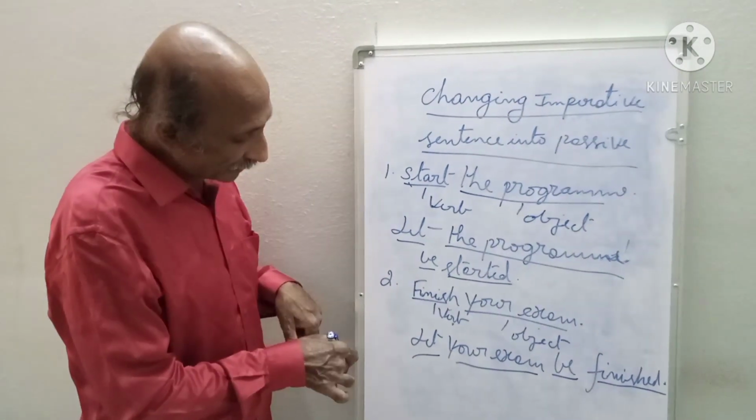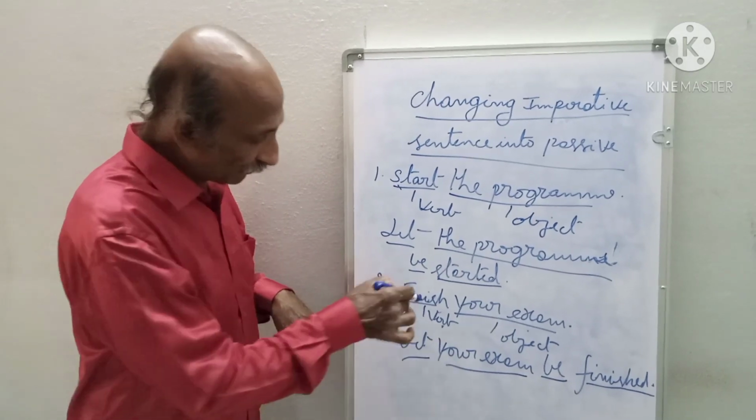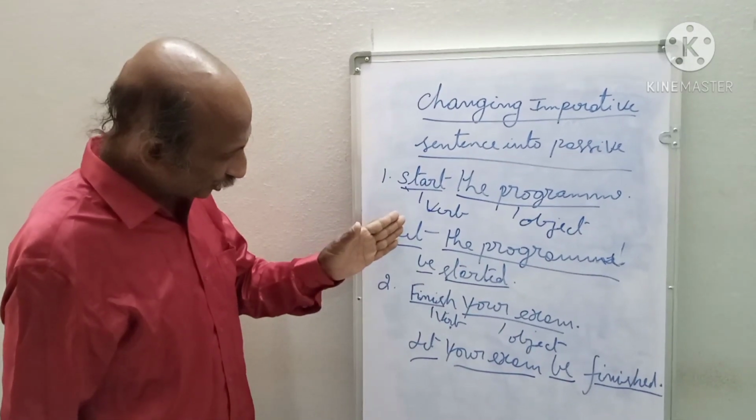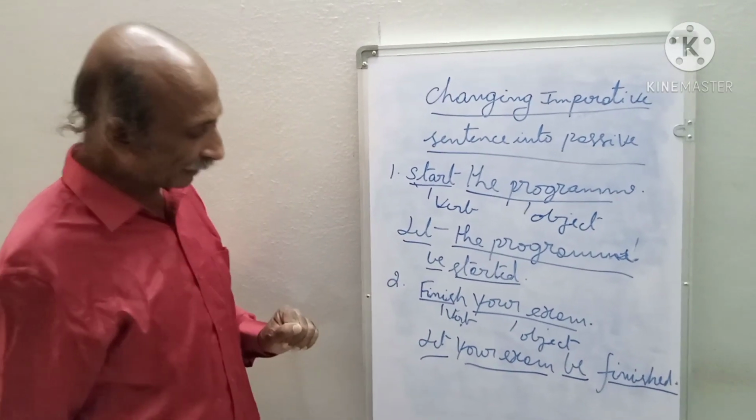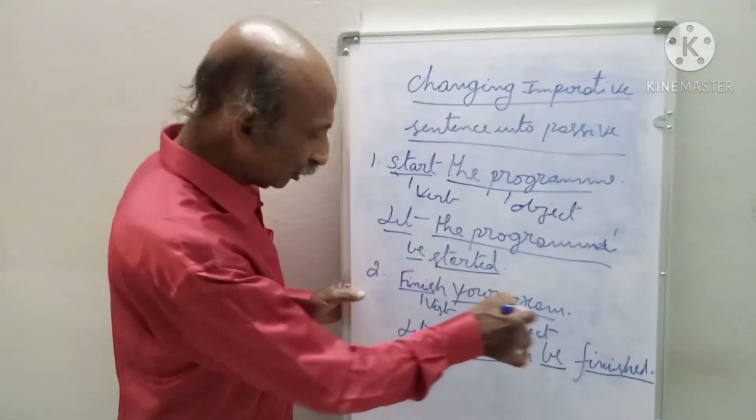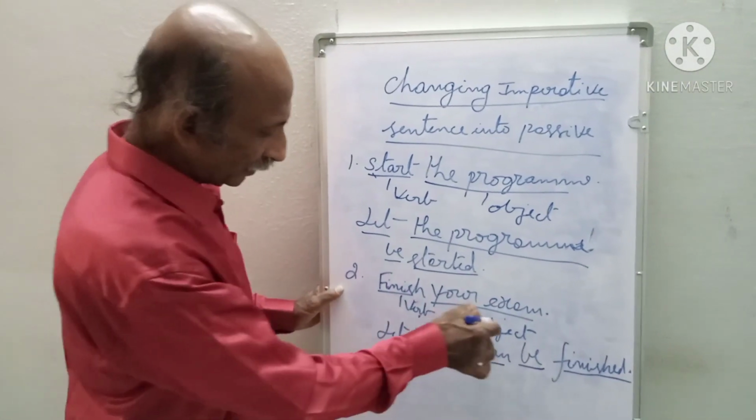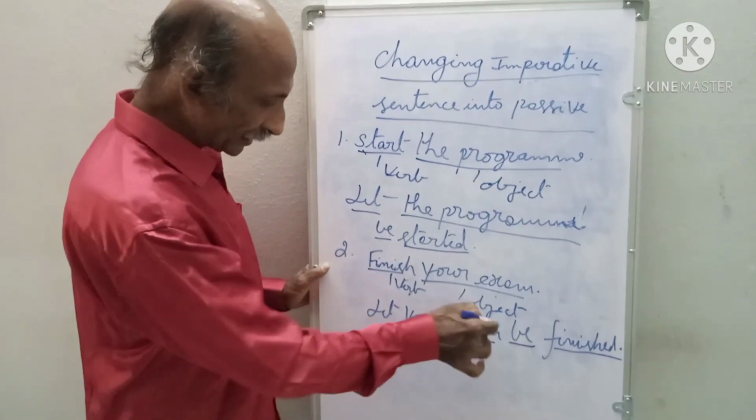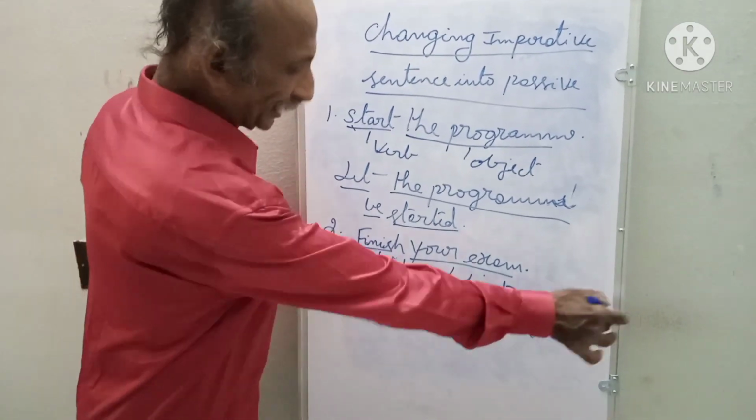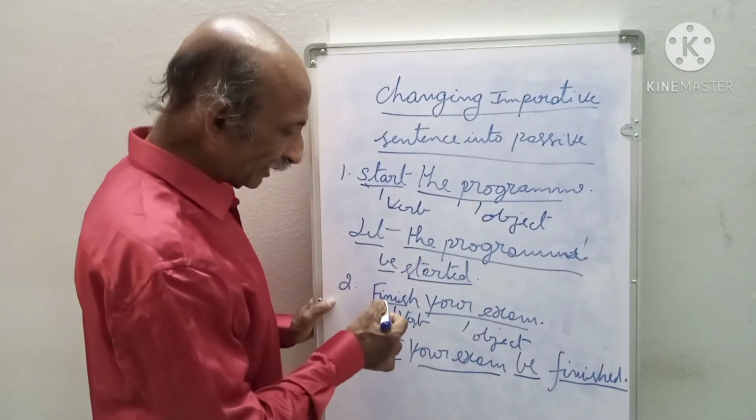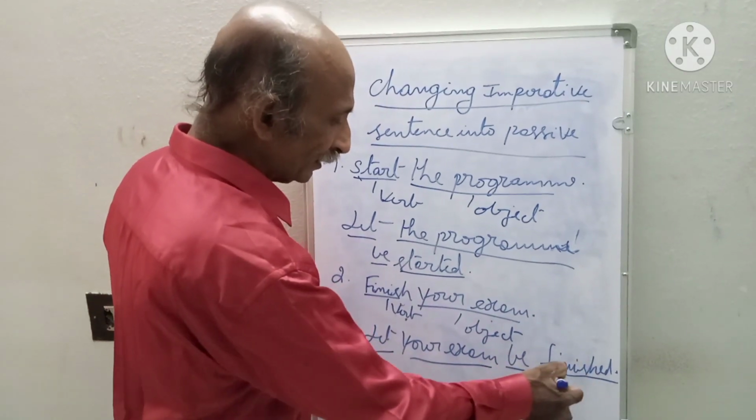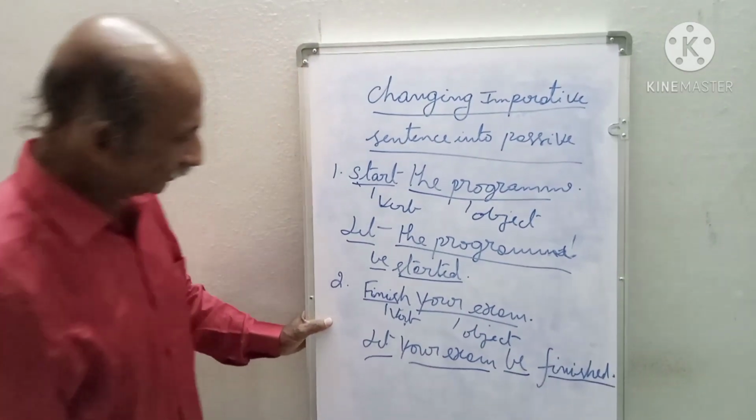How do we begin this sentence in passive voice? For this, as usual, use "let" at the beginning of the sentence. Then your exam, the object, becomes the subject. Let your exam be finished. Finish is a regular verb, so it is changed to the V3 form, finished. That's all.